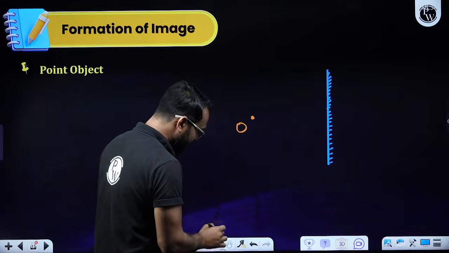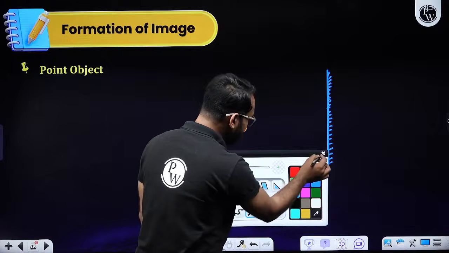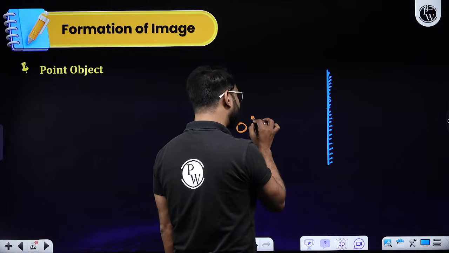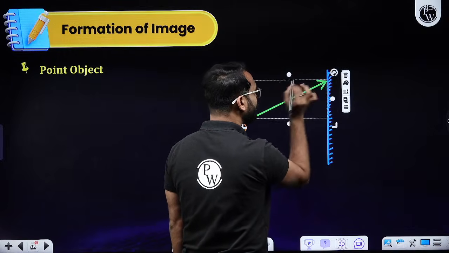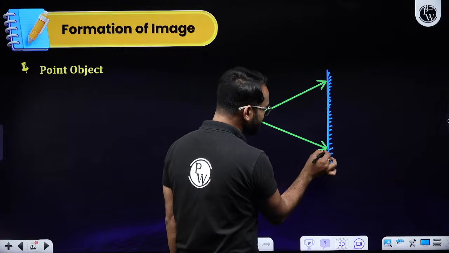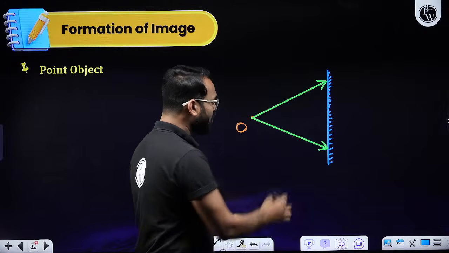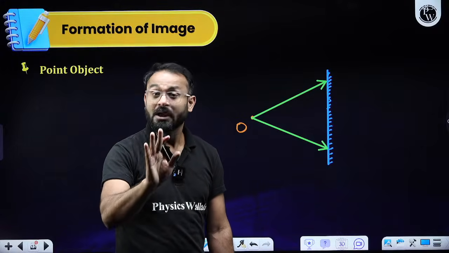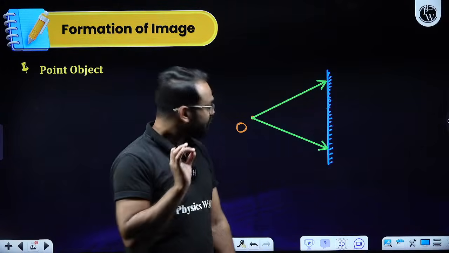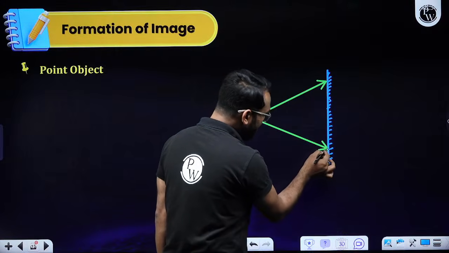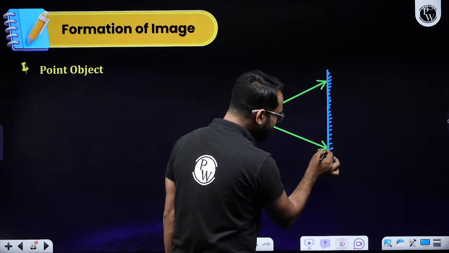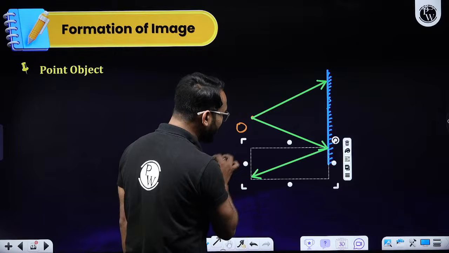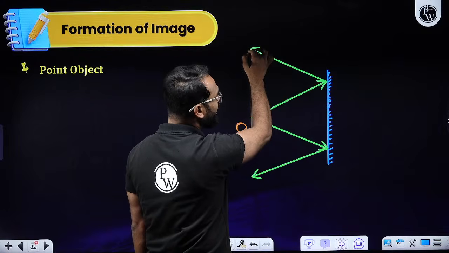Now I need minimum 2 rays. So what I'm supposed to do, I'm going to pass 2 different rays over here. According to the rule, same distance it would be, but how is it going to be formed? After striking on the surface, it is going to come back.